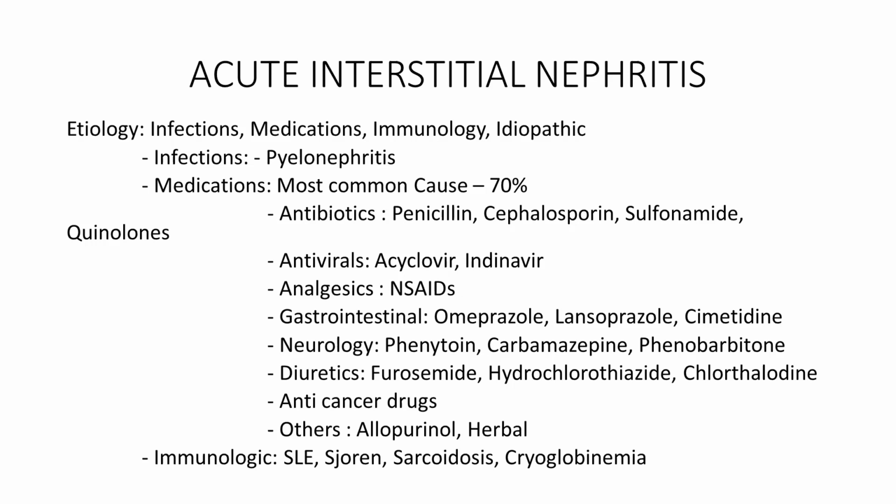Penicillin can cause interstitial nephritis. Antivirals can cause interstitial nephritis. In fact, even diuretics like furosemide or hydrochlorothiazide can cause interstitial nephritis. Also anti-cancer drugs, allopurinol, and herbal medication. It is a very huge etiology of interstitial nephritis, which is mostly drug-related.